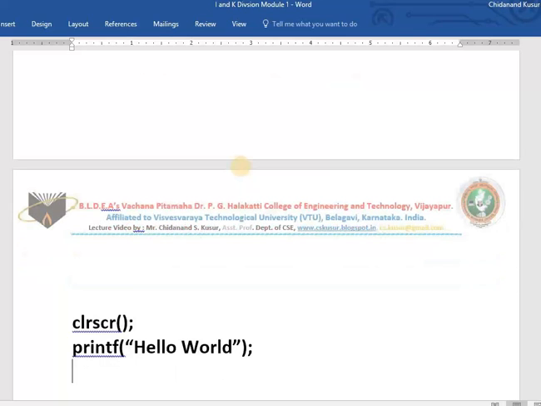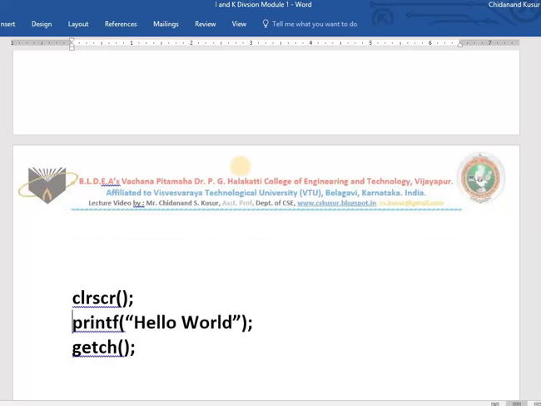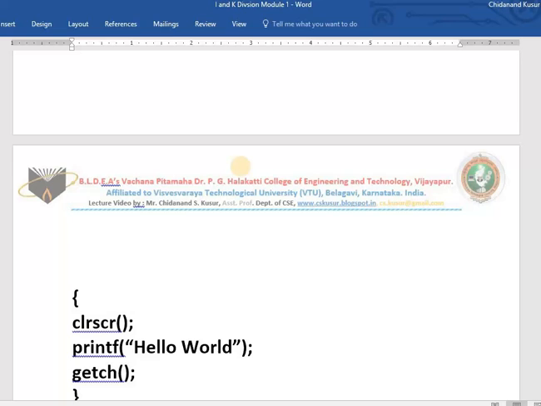Dear machine, please wait so that I read the result. Here my program means set of instructions started, set of instructions completed. And we write all the instructions inside the main function. Void main means this function will not return any value to operating system. We have to add the header file, standard input output header file.